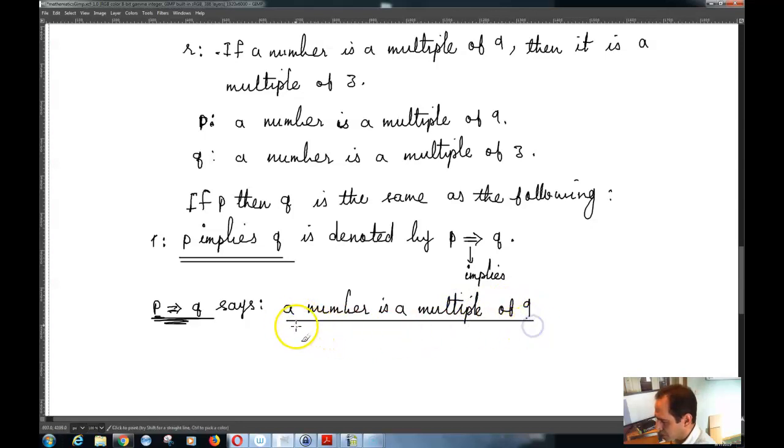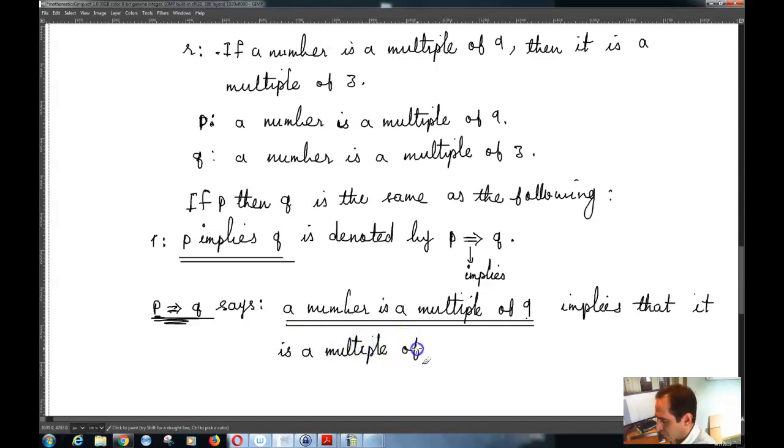So this statement over here implies that it is a multiple of 3. That's the meaning of this.